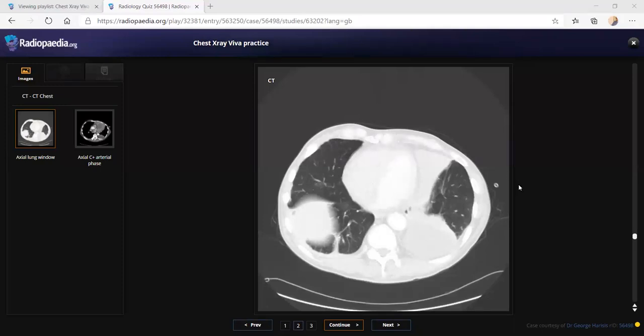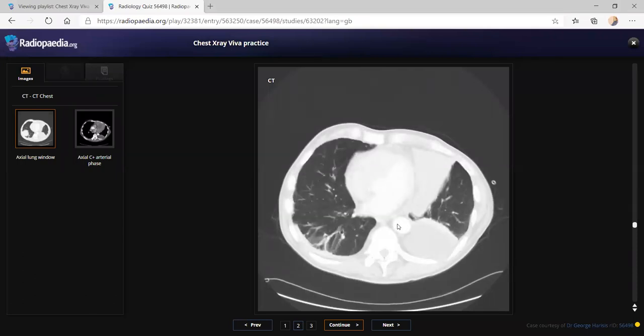So I'm provided with CT axial images in lung window.